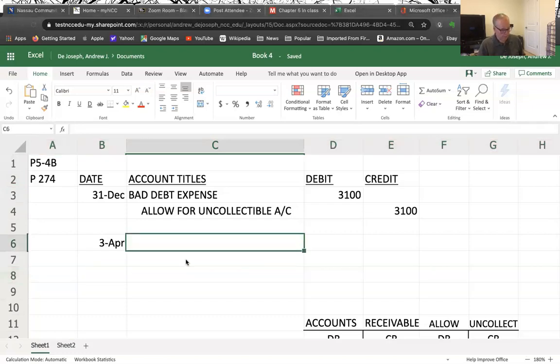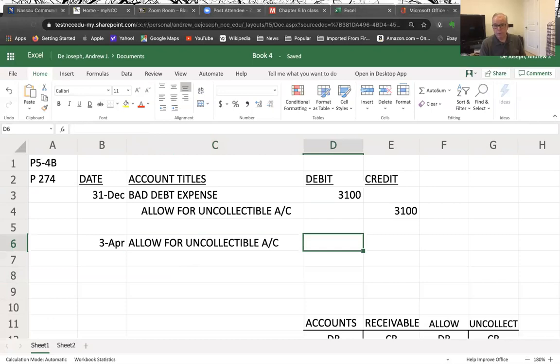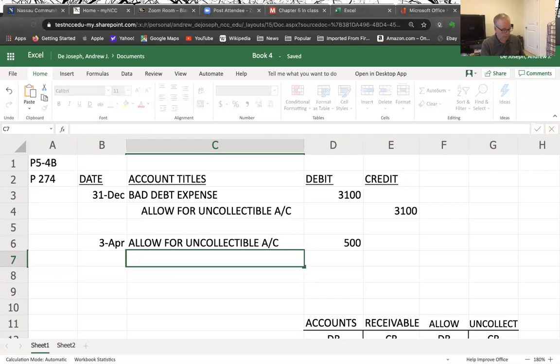What account do you debit to write off? All right, you debit the allowance for uncollectible accounts. Credit accounts receivable.